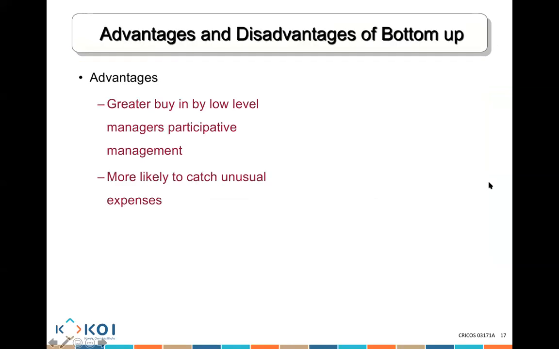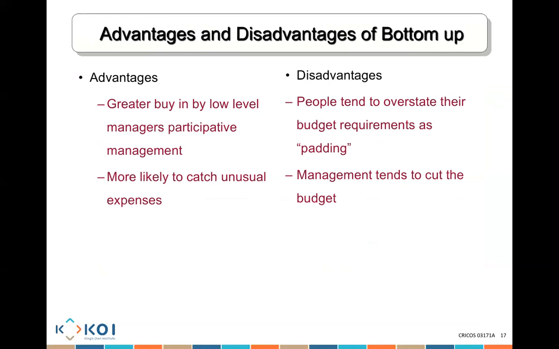Now, the advantages of getting a bottom-up estimate: because the project team did it themselves, they would be happy to accept it. They will potentially be able to catch any unusual expense, because they plan the details. However, the disadvantage is that people often overestimate how much a budget or a task is going to take. They create what is known as padding. And when they do padding, management comes back and says, this is too much, I'm going to cut it down. So you have a bit of fighting happening between people.